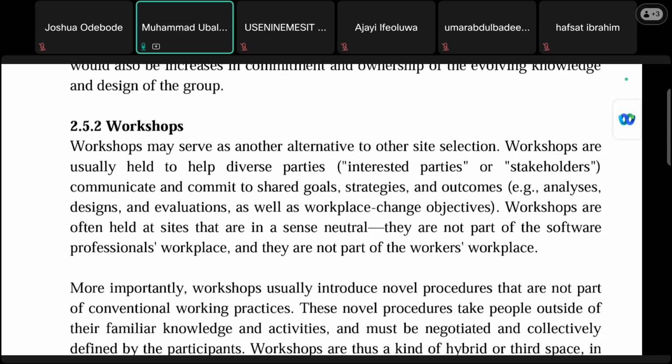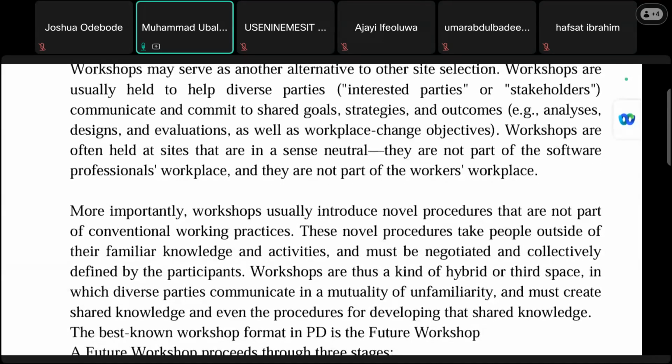Now, workshops may serve as another alternative to other site selections, and workshops are usually held to help diverse parties, that is, interested parties or stakeholders, communicate and commit to a shared goal, strategies, and outcome. So, why do we conduct workshops? We conduct workshops in order to bring stakeholders together so as to share ideas, develop solutions, and build consensus. This is the reason why we bring them together.